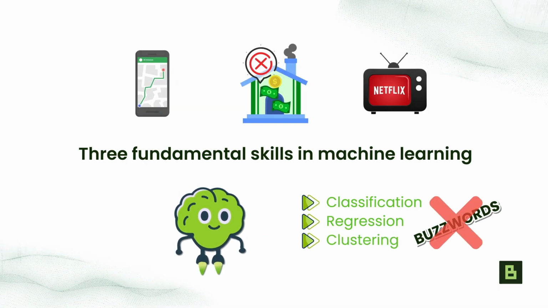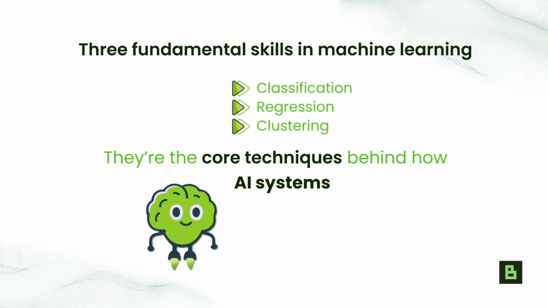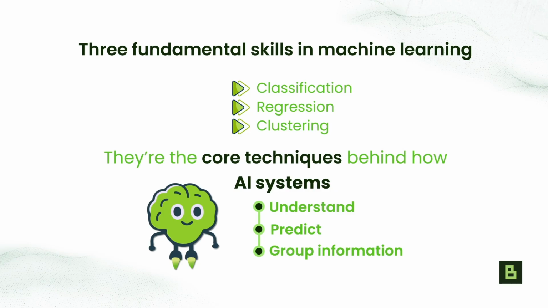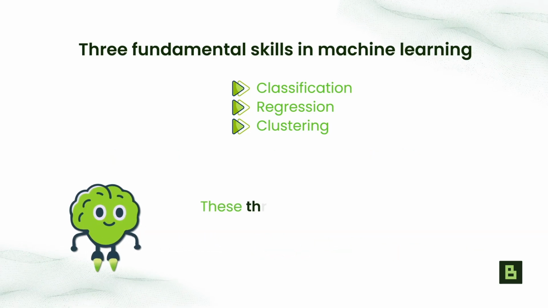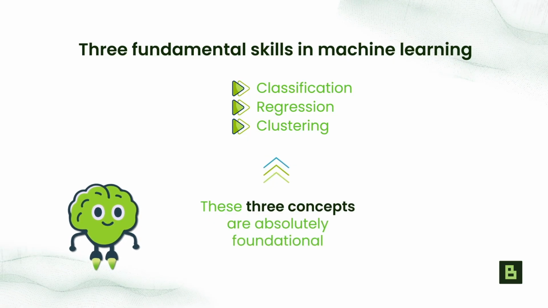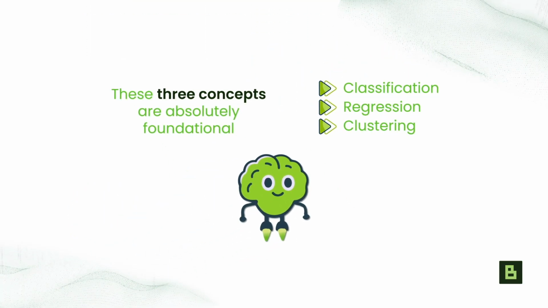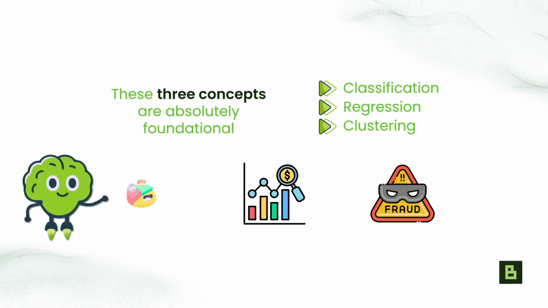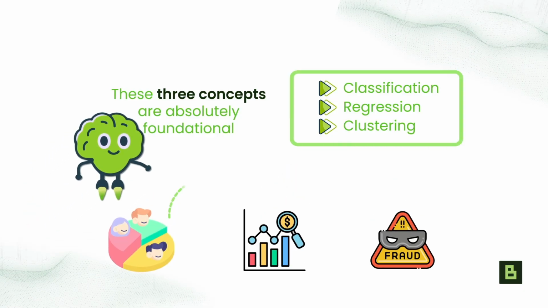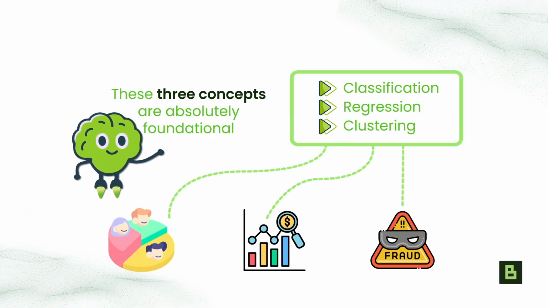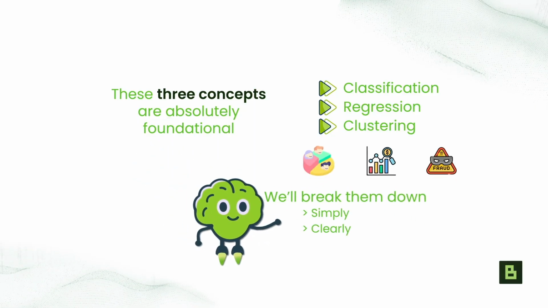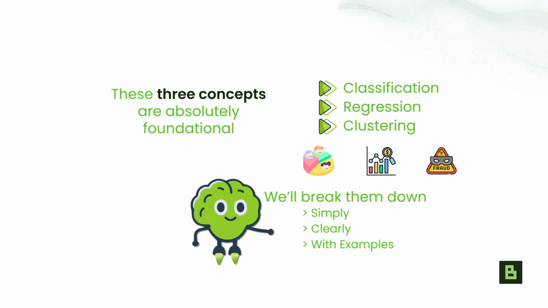These aren't just buzzwords. They're the core techniques behind how AI systems understand, predict, and group information. If you ever plan to build AI solutions, or even just understand how they work, these three concepts are absolutely foundational. Why? Because no matter what AI tool you're using, whether it's detecting fraud, forecasting sales, or segmenting customers, it's probably using one or more of these three methods under the hood. So today, we'll break them down, simply, clearly, and with examples you actually care about.